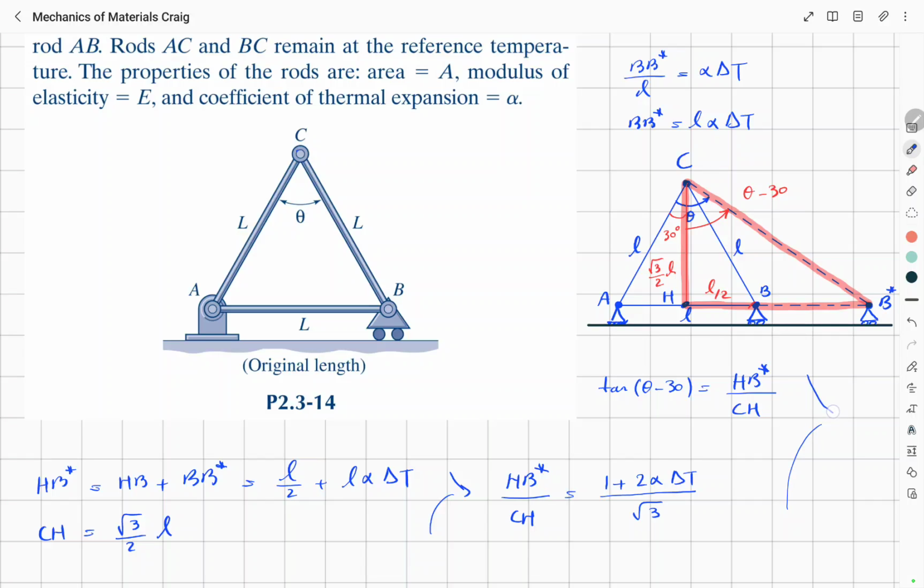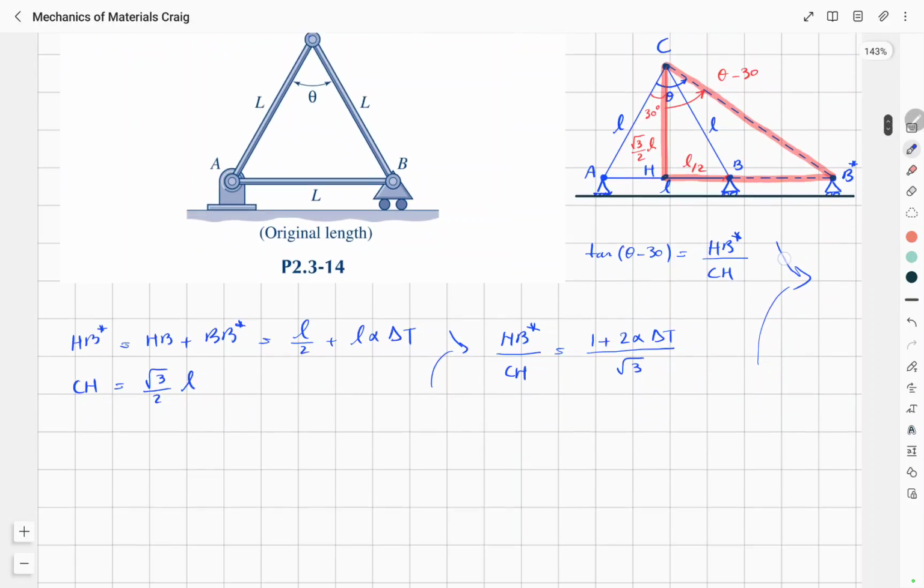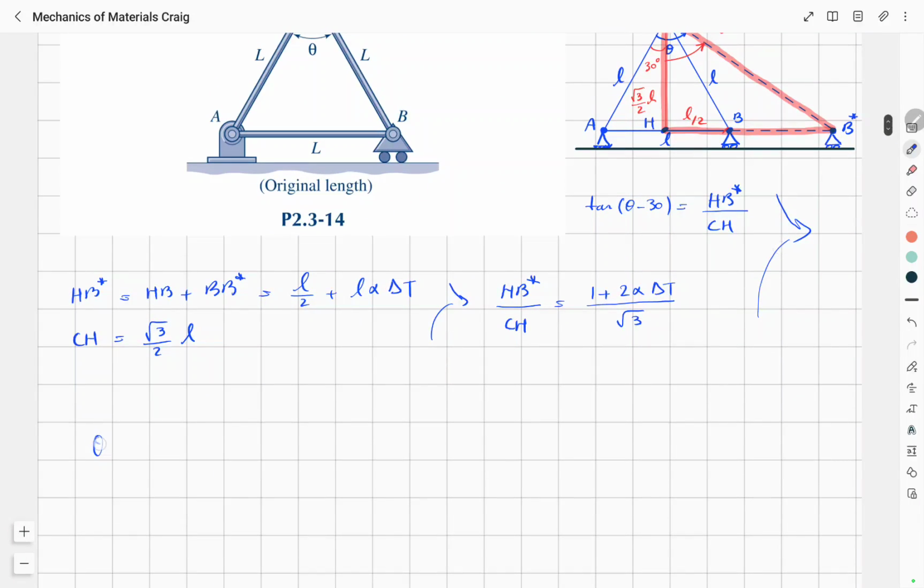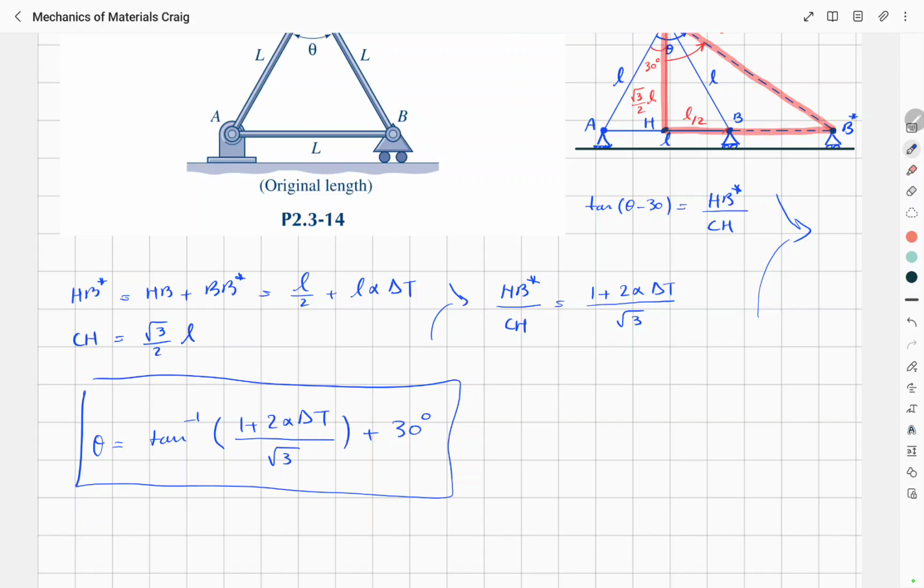Now, using these equations, we can write theta is equal to arctangent of ((1 plus 2 alpha delta T) divided by square root of 3) plus 30 degrees. That's it. We determined theta as a function of delta T, and that's what the question was asking.